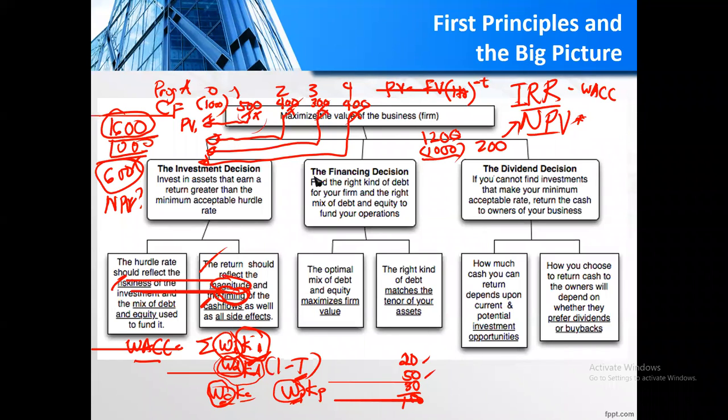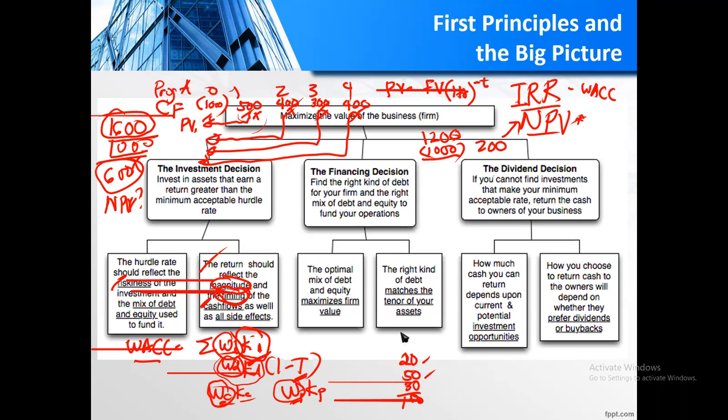Second concept is the financing decision, the acquisition of funds for the business. The company has to find the best mix of debt and the best mix of equity. And what's the optimal mix of debt and equity? It's the one that maximizes the firm value, and also there should be the matching of the assets and the financing.